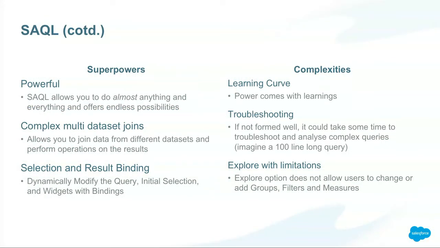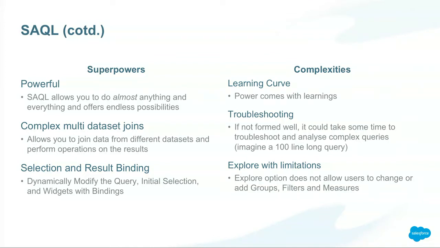Let's jump into what are its superpowers and what are its complexities. So talking about superpower, as I just said, it is really powerful. You can do almost anything and everything using SAQL. You can do some complex multi-dataset joins. So if you have data coming from different sources, you have data coming from 10 different data sets, you can use that and make it one lens using joins, using unions, and things like that. You can use selection bindings and result bindings, which means you can do cross-dataset filtering using SAQL.